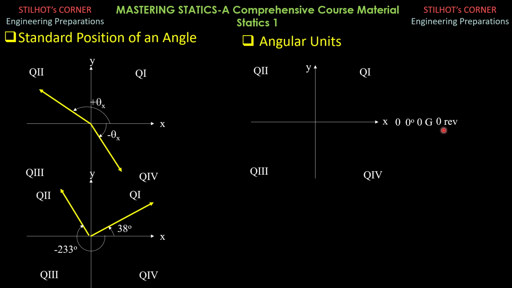zero revolution, and the last unit is used in military, especially in shooting exercises, so that the snipers will have accurate skills. So the whole revolution is divided into 6,400 equal parts, and each part is called the mil. So that's why this is zero mil.